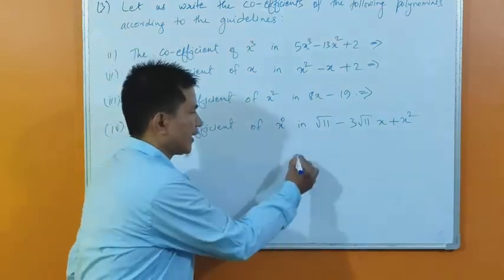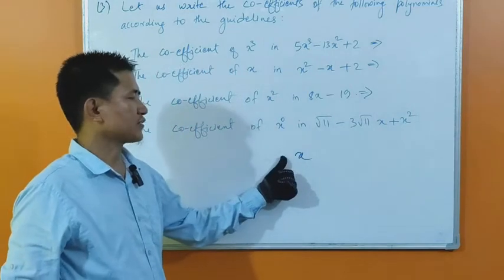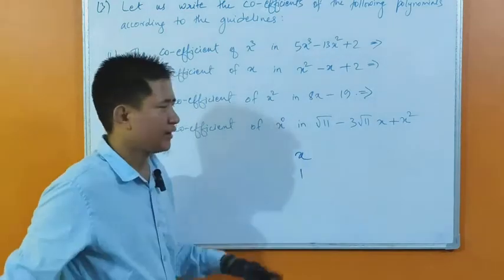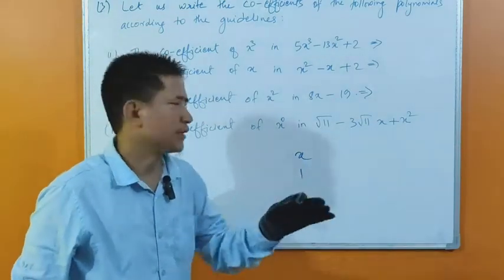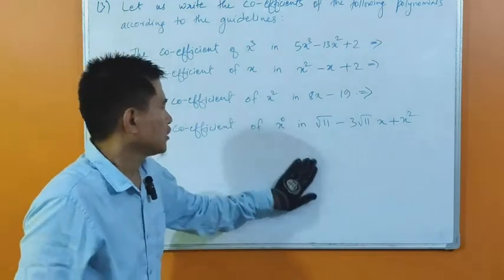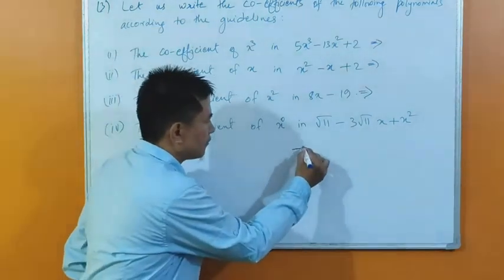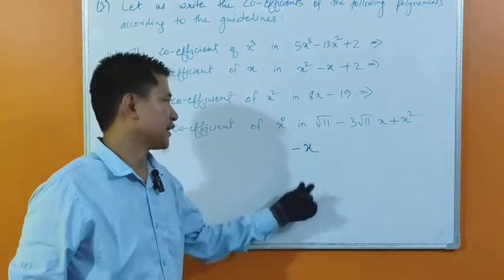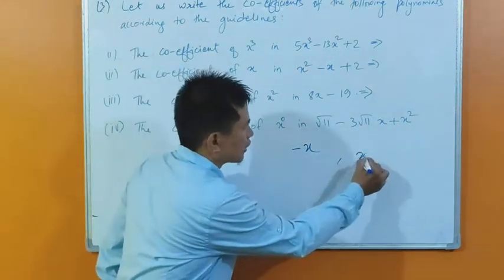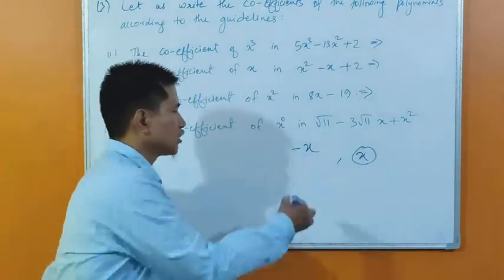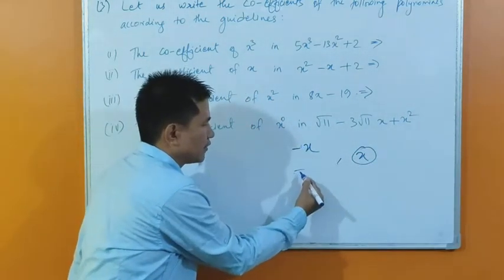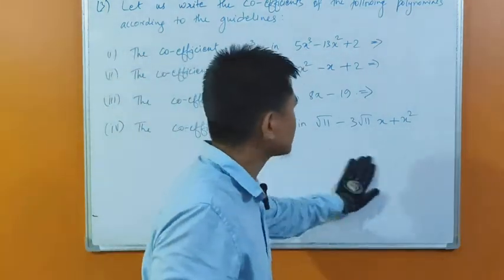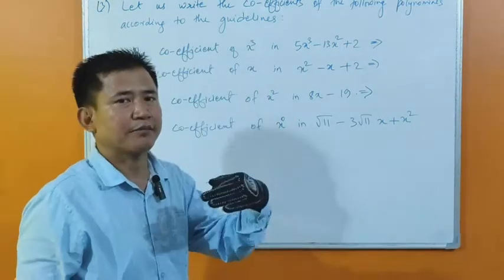So if I write x, the coefficient of x is 1 here. If there is no number, we should understand there is 1 in front of x. If I am asked to write the coefficient of x in minus x, the coefficient here is minus 1. Okay, minus 1. Now let's begin. Coefficient means the number which we write before the variable.